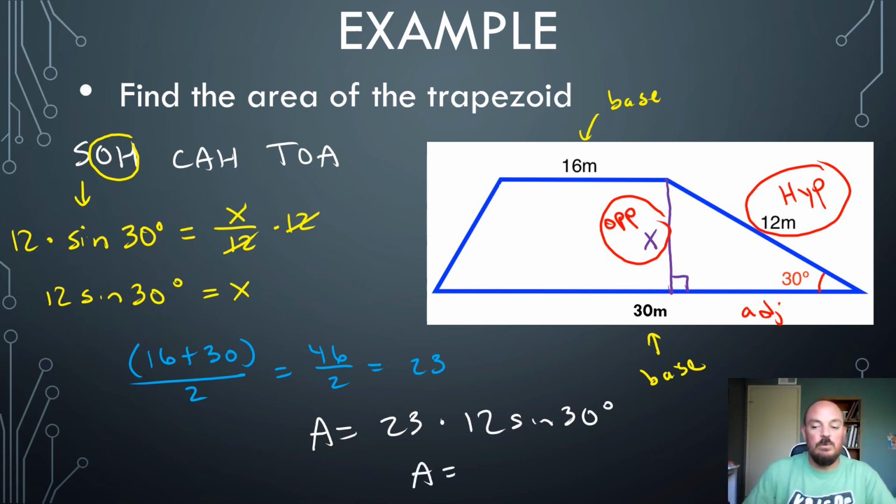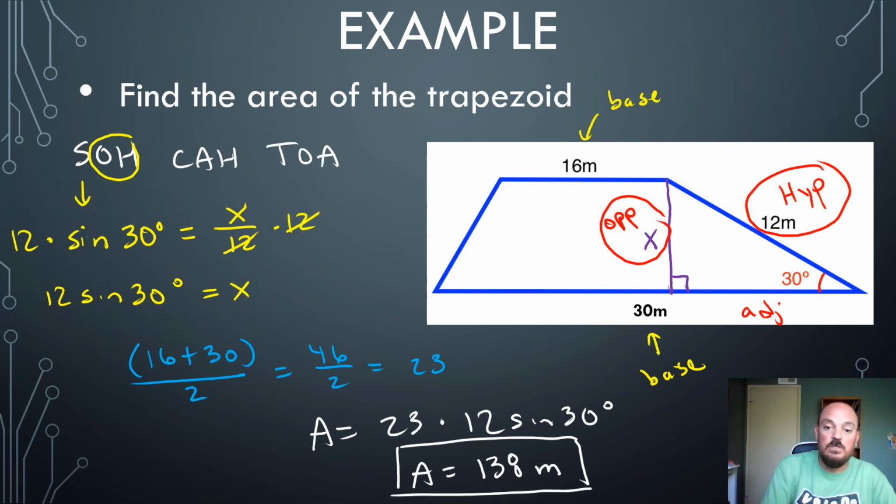Now here is where we would definitely use a calculator. So let me see what that comes out to. We go 23 times 12 times sine of 30. We get 138. It actually wasn't a decimal. And that's measured in meters because everything in the picture was meters. Actually, that's measured in square meters. Area is always measured in square units. We talked about that earlier in the year too. So area is 138 square meters.